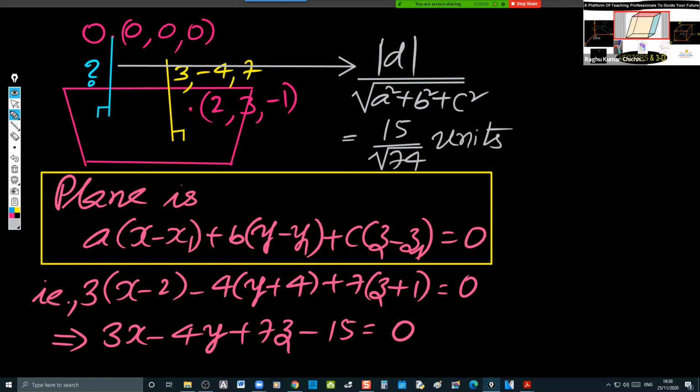So here, this formula is easy to apply, mod d by root over a square plus b square plus c square. But the plane equation is not directly given. Plane is passing through a point and its normal drs are given. So we made use of the formula a of x minus x1 plus b of y minus y1 plus c of z minus z1 equal to 0. We substituted every value in this one. We got the equation of the plane. And after getting the equation of the plane, it is modulus of d by root over a square plus b square plus c square. That's it. So answer is 15 by root 74.